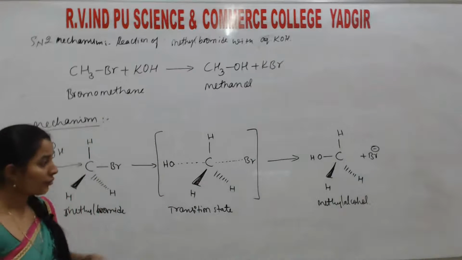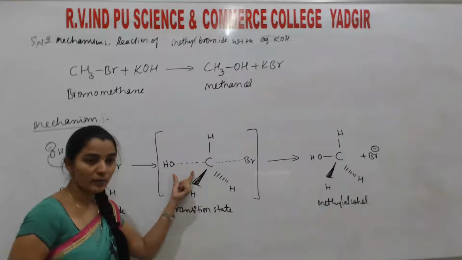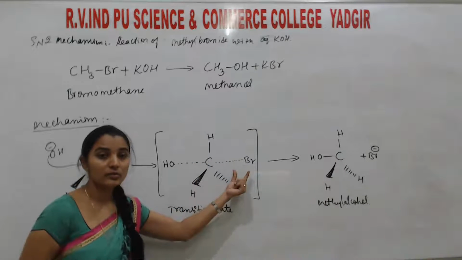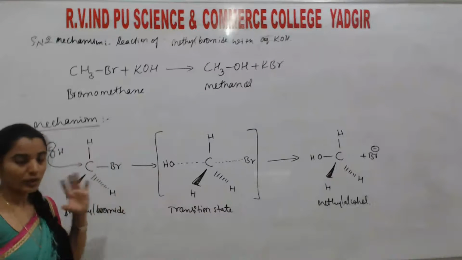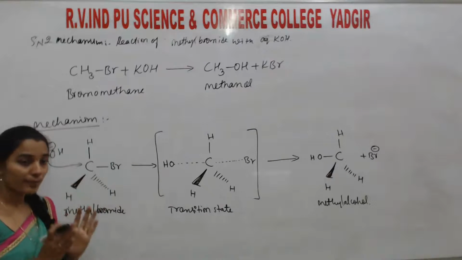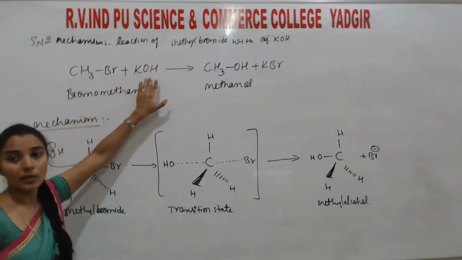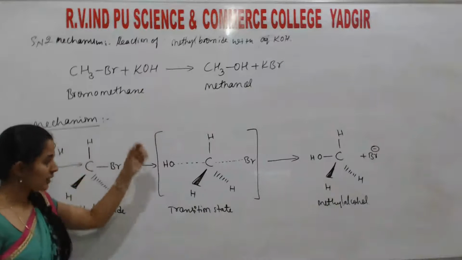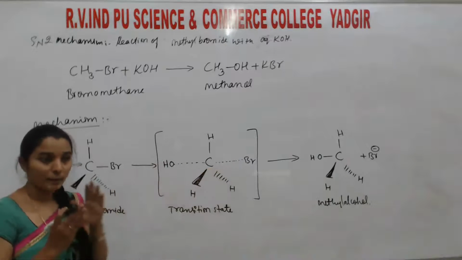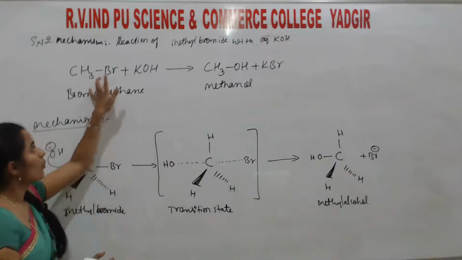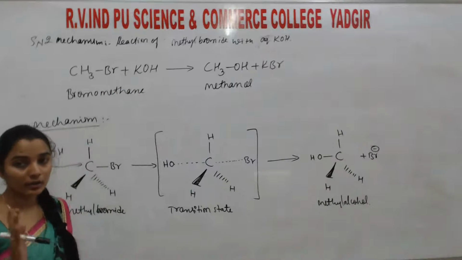And listen, as I told you, in the transition state both OH minus bond formation and Br minus bond detachment are involved. Means the complete SN2 reaction depends on both this methyl bromide as well as KOH. Because when OH attacks from the backside, only then does bond breakage take place here. Means it completely depends on both the reactants. That's why the rate of reaction is second order.